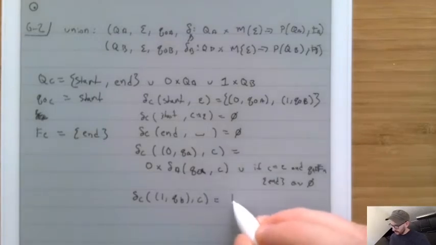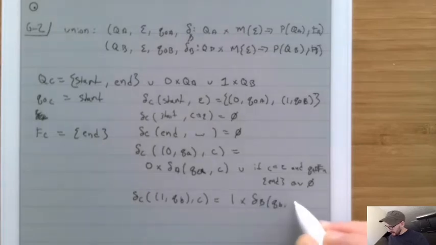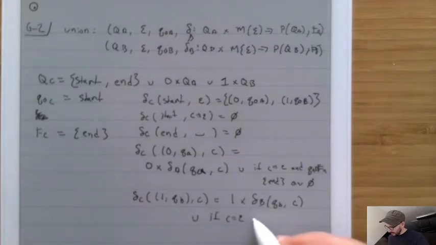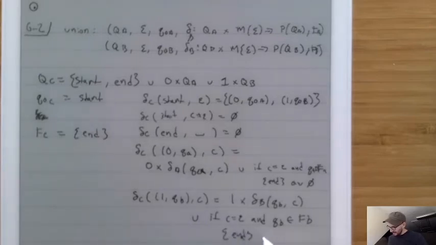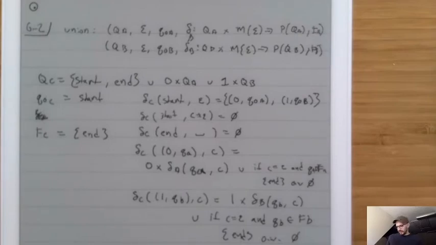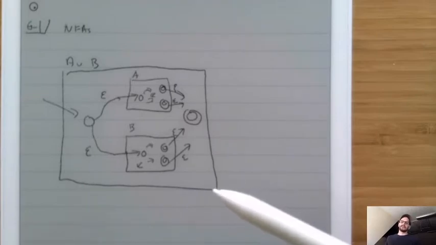It's literally the same. So 1 cross delta B, Q little b, C union with if C equals epsilon and QB is inside of FB, then we also have end, otherwise we have nothing. Okay, so now we've totally defined delta. So this right here is a very pedantic, tedious way of taking this picture right here and operationalizing it. I'm not going to do anything like that again, but we will draw pictures like this.